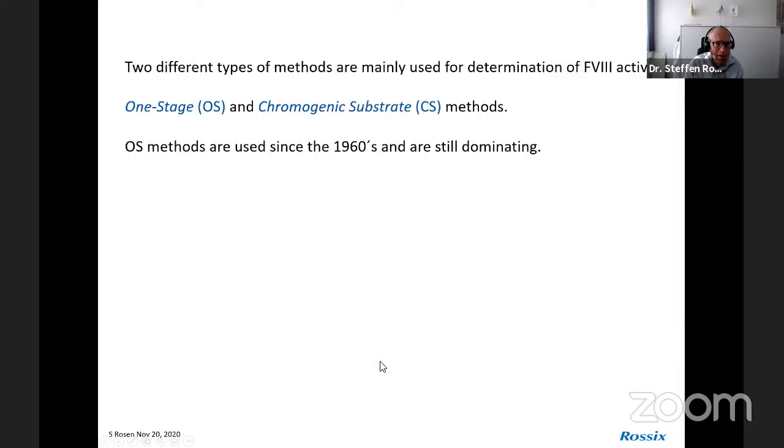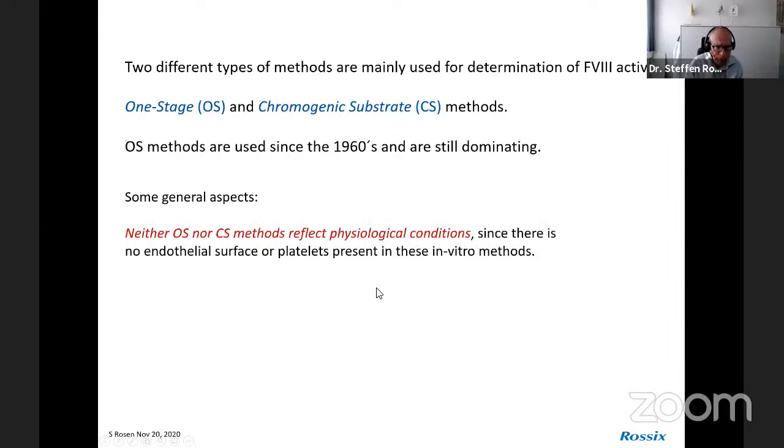Two different types, as you know, are mainly used for determination of activity, because the 2-stage clotting method is not used anymore. So these are the 1-stage and chromogenic substrate methods. The 1-stage methods in their current form have been used since the 1960s, and I would say still dominate in clinical labs, but the chromogenic substrate method is used more and more in industry and R&D.